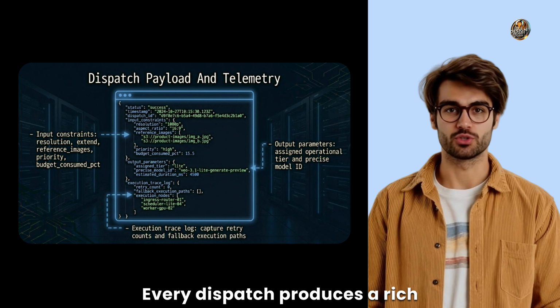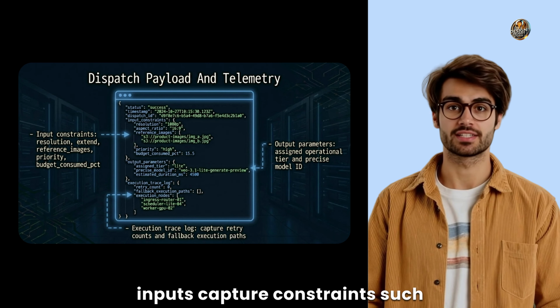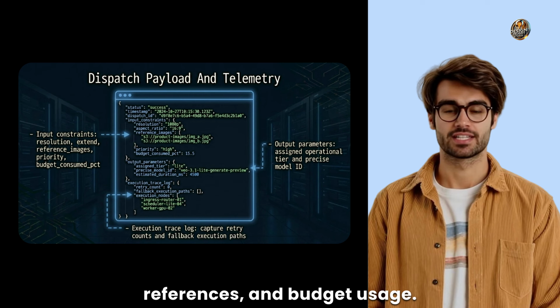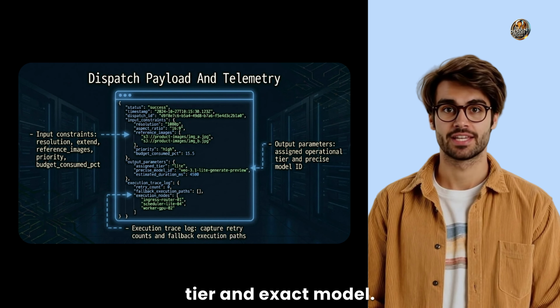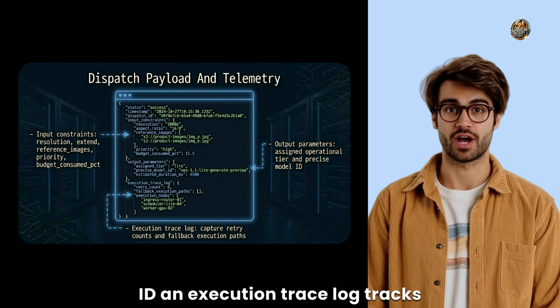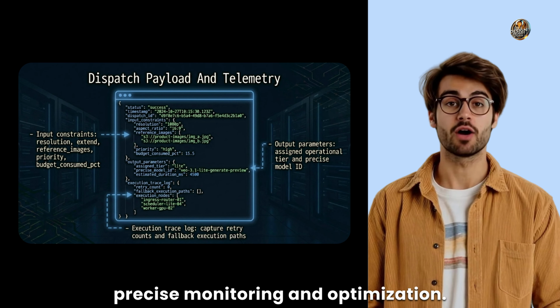Every dispatch produces a rich payload and telemetry record. Inputs capture constraints such as resolution, aspect ratio, references, and budget usage. Outputs record the assigned tier and exact model ID. An execution trace log tracks retries and fallback paths, enabling precise monitoring and optimization.